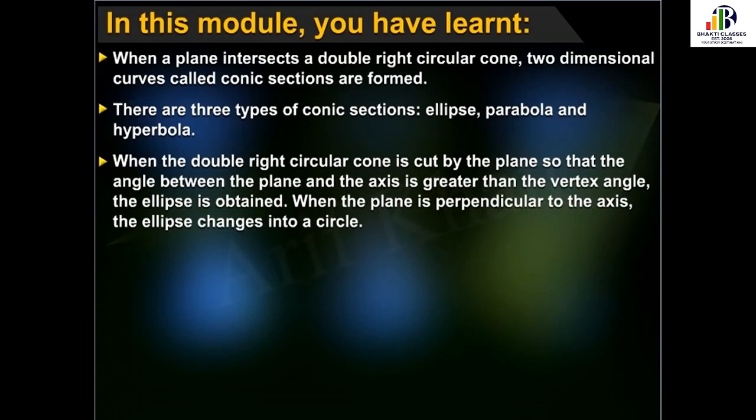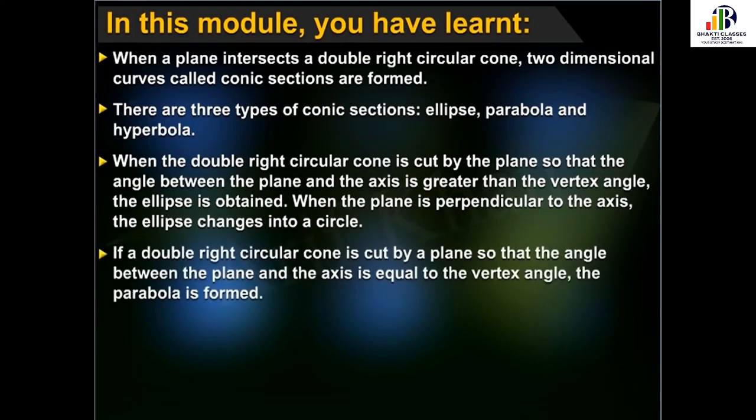When the double right circular cone is cut by a plane so that the angle between the plane and the axis is greater than the vertex angle, the ellipse is obtained. When the plane is perpendicular to the axis, ellipse changes into a circle. So how circle and ellipse is formed?